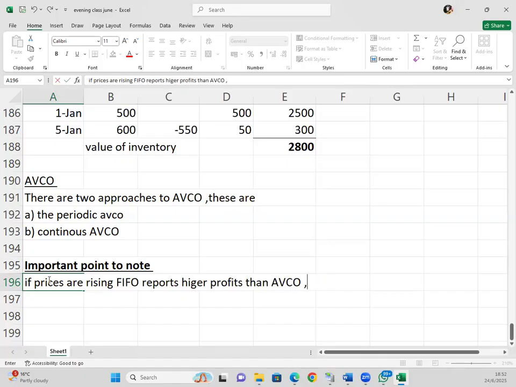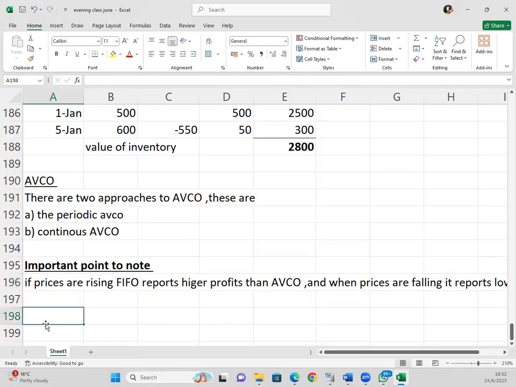And when prices are falling, it reports lower profits. If prices are falling, FIFO reports lower profits. Then let's move on.